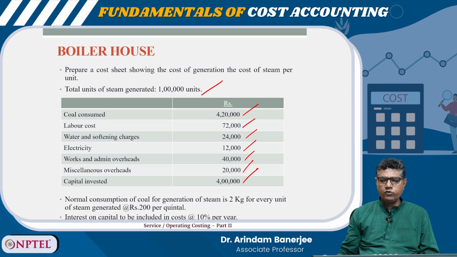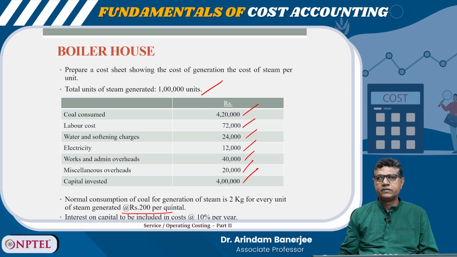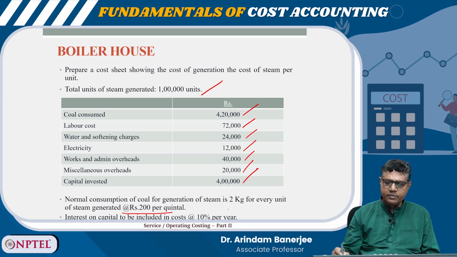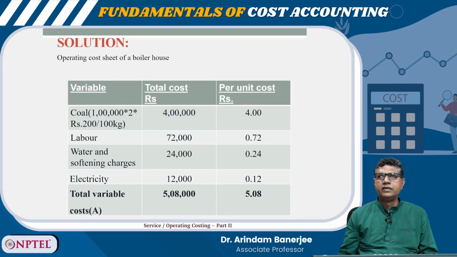Normal consumption of coal for generation of steam is 2 kg for every unit of steam generated at the rate of rupees 200 per quintal, right? And interest on capital is 10%. Okay. So, you can see the solution here.